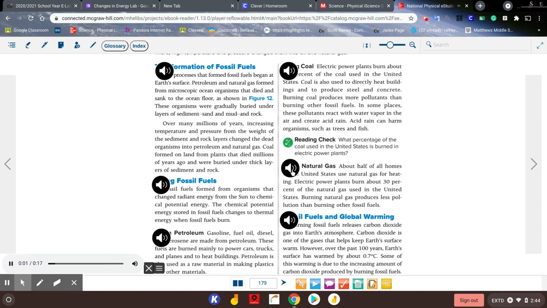Using natural gas. About half of all homes in the United States use natural gas for heating. Electric power plants burn about 30% of the natural gas used in the United States. Burning natural gas produces less pollution than burning other fossil fuels.